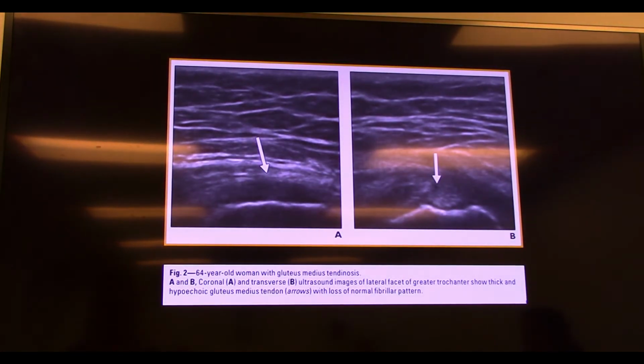This is another example. This one is of glute med tendinosis. The first picture is a coronal view, and the image on the right-hand side is the transverse view, and it's basically showing thickening of the glute med tendon. You can see those striations, or what they call a normal fibrillar pattern, are sort of lost in the area where the arrow is, so it's becoming more indistinct, and that would be consistent with glute med tendinosis.